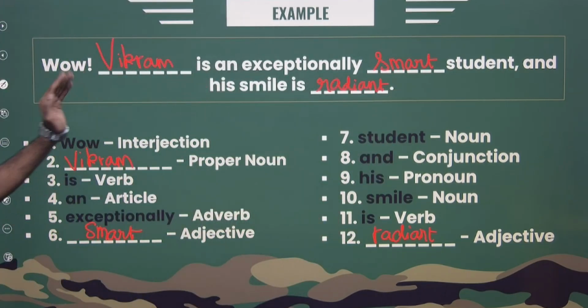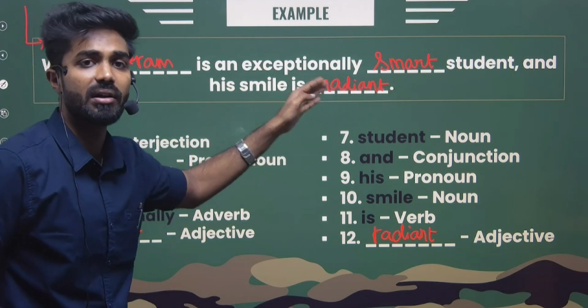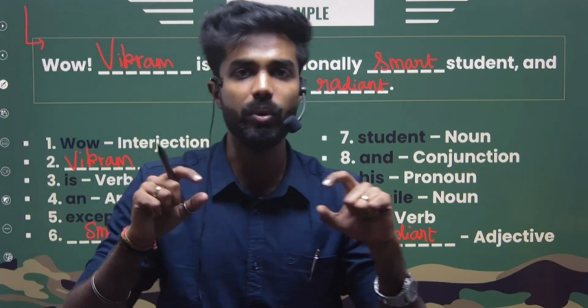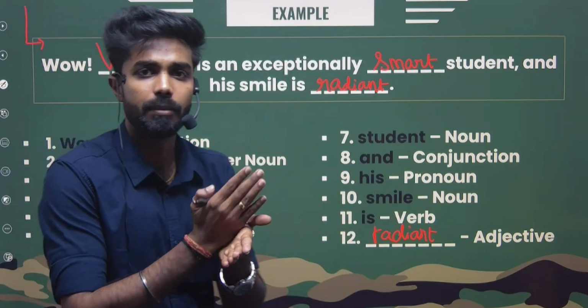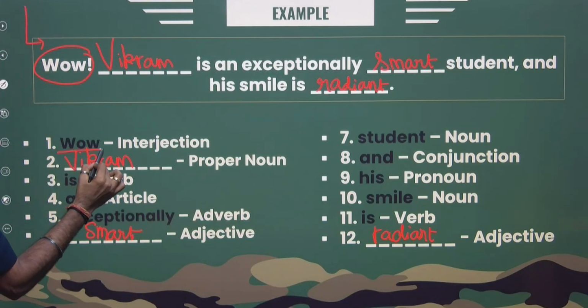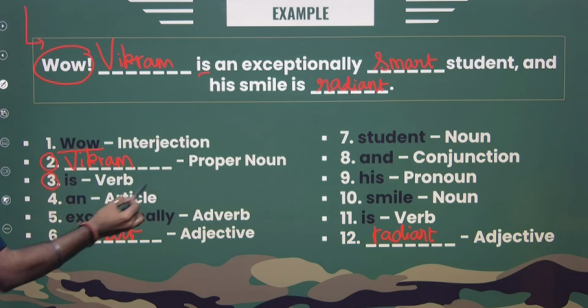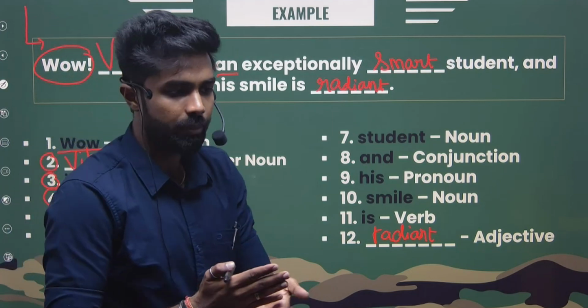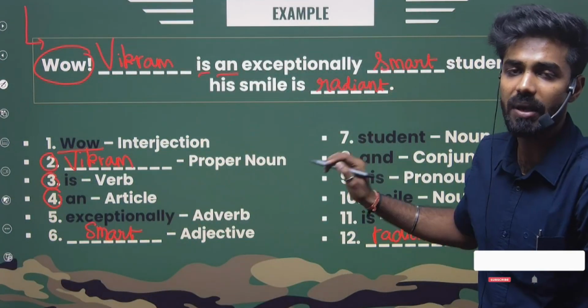For example, Vikram. Wow, Vikram is an exceptionally smart student and his smile is radiant. Let me fill it up first. Clear? See, this is a sentence. What do you mean by this? This is a well-constructed sentence, right? Whereas if you are decoding every word part by part, one by one, right? For example, "wow", which I have marked here. Vikram, my second word, "is" is my third word, and so on. Like this, we are separating or decoding every single word here.